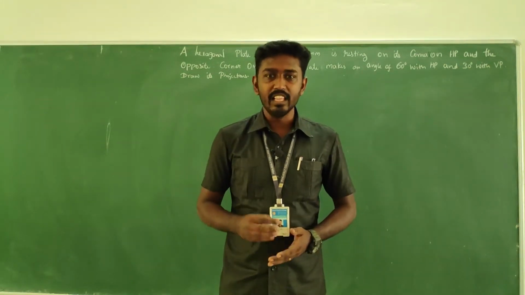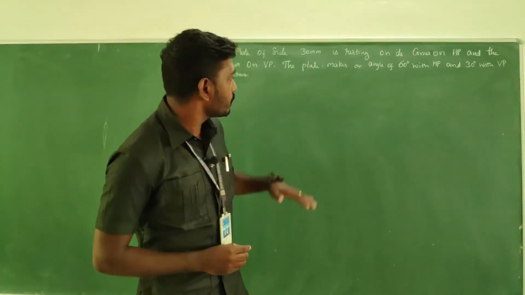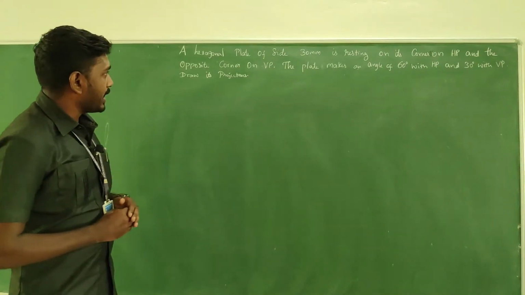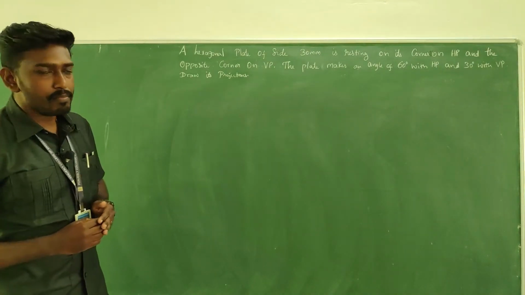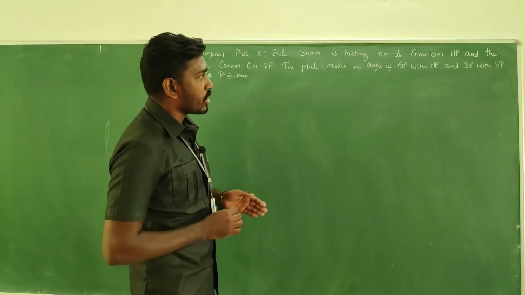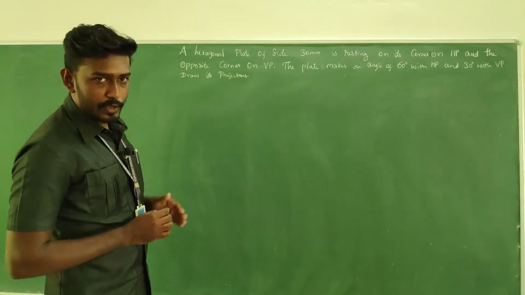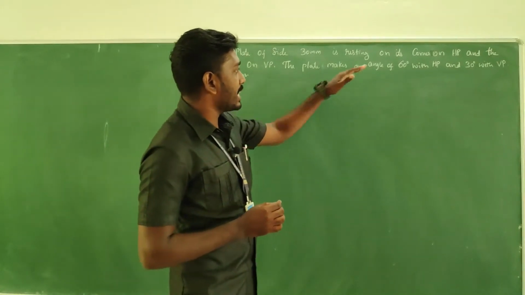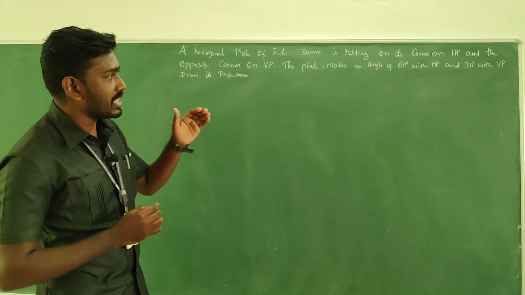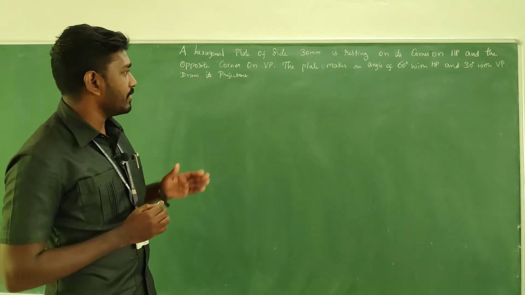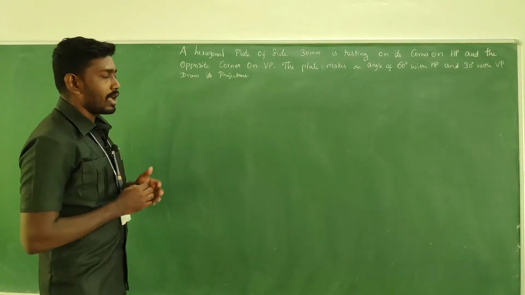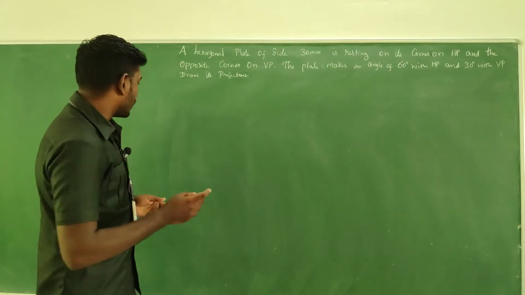Welcome students. In this video session, I have a question for you. A hexagonal plate of side 30 mm is resting on its corner on HP and the opposite corner on VP. The plate makes an angle of 60 degree with HP and 30 degree with VP. Draw its projection.